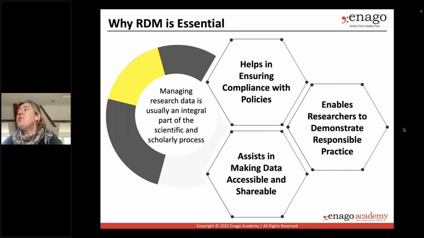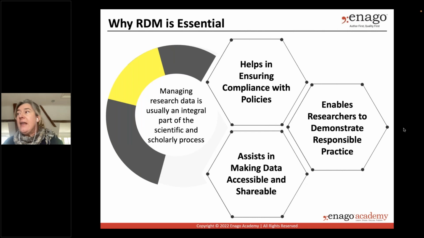So if you manage your research data well and make it publicly available where appropriate, that's going to help in being able to demonstrate the responsible use of public resources for, say, publicly funded research. It also improves the validation of the research results themselves, and it enhances the research integrity by showing transparency. And it also provides opportunities for the data to be made more accessible.